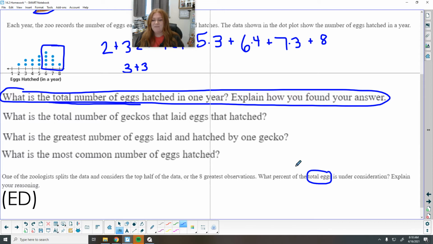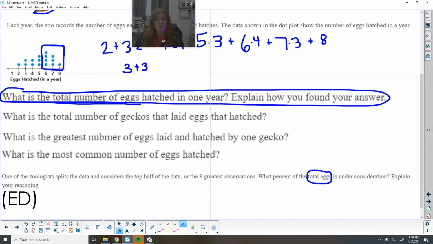So what percent of the total eggs? So not what percent of the geckos, right? Because here's 8 and here's 8. So I was like, it's 50%. And then it was telling me that wasn't the answer. I was so confused. So it's important we read our questions carefully. So it wasn't asking what percent of the geckos. It wants to know total eggs.